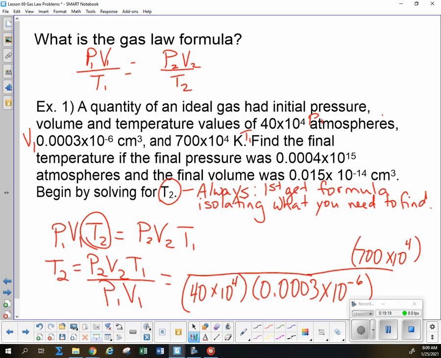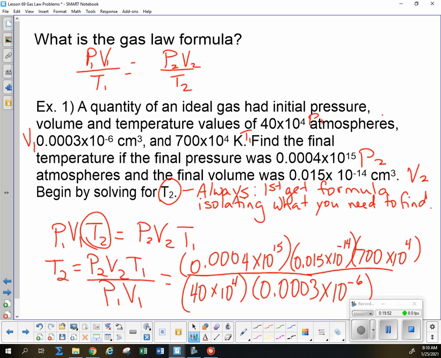Then I want final temperature, that's my T2 that I've isolated. Final pressure, so that is P2, is 0.0004 times 10 to the 15th. And final volume, so V2 is 0.015 times 10 to the minus 14th. Must write that down showing the substitutions.